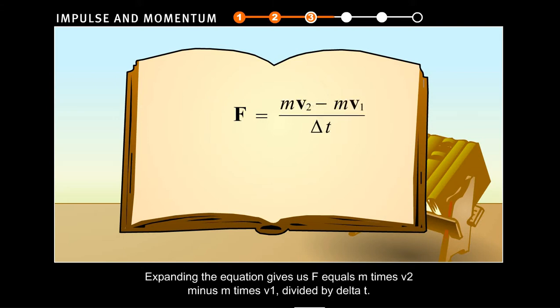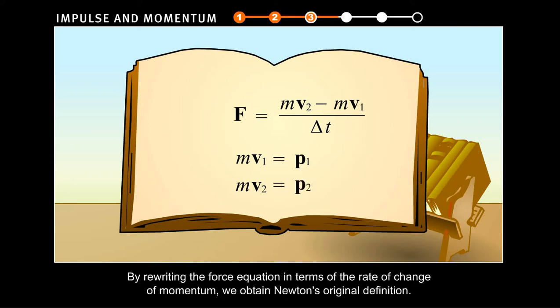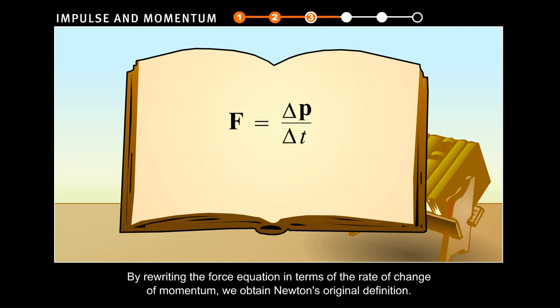Expanding the equation gives us F equals m times v2 minus m times v1 divided by delta t. But we know that mass times initial velocity v1 is the object's initial momentum, and mass times final velocity v2 is the final momentum. By rewriting the force equation in terms of the rate of change of momentum, we obtain Newton's original definition.